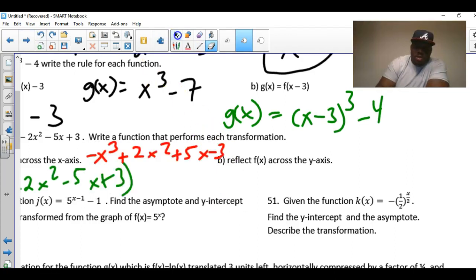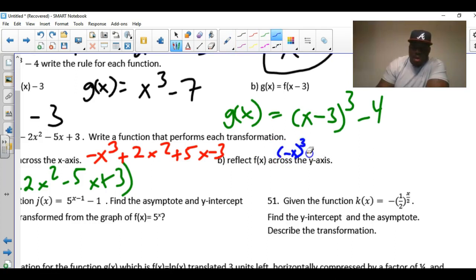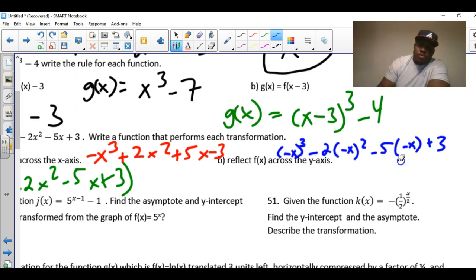Now I'm going to do another color. I'll change my mind. All right. So you're going to put the negative right in front of the x. So you have negative x cubed, minus 2 times negative x squared, minus 5 times negative x, plus 3. So we're going to reflect this across the y-axis.